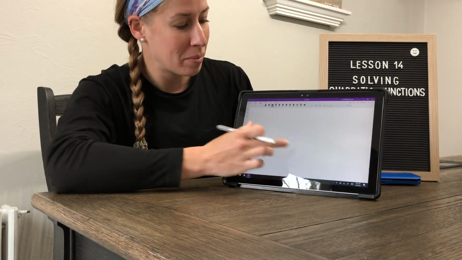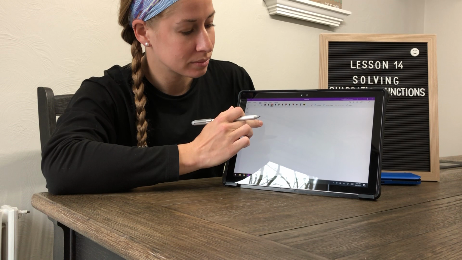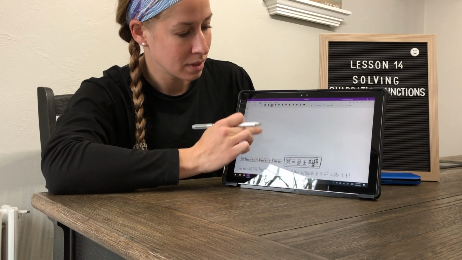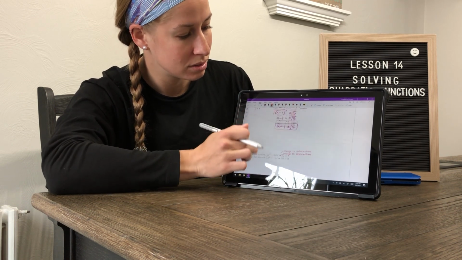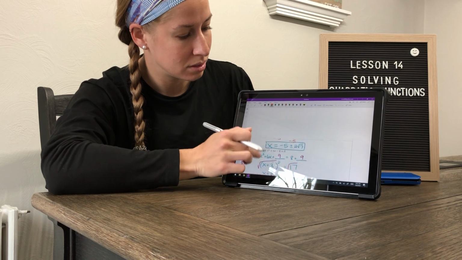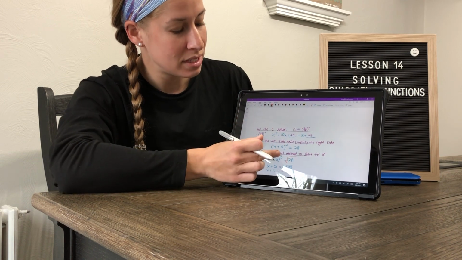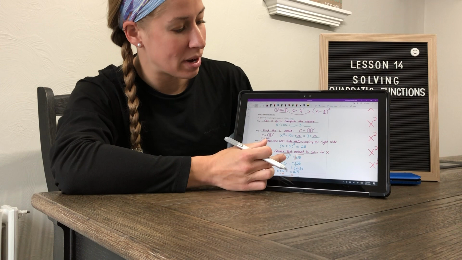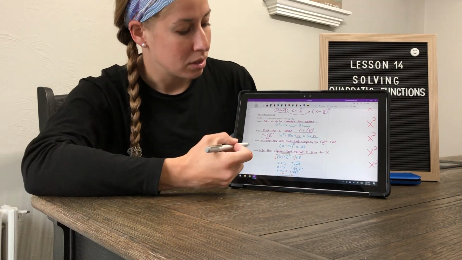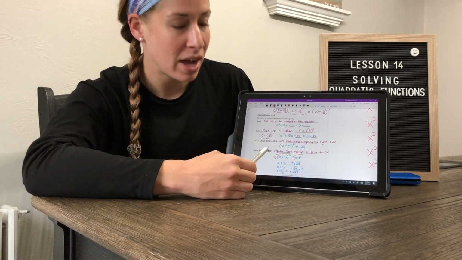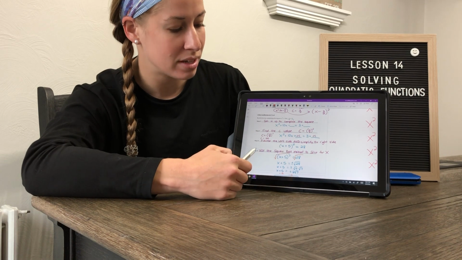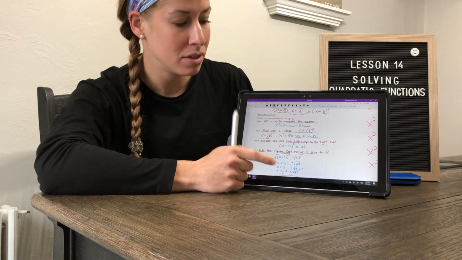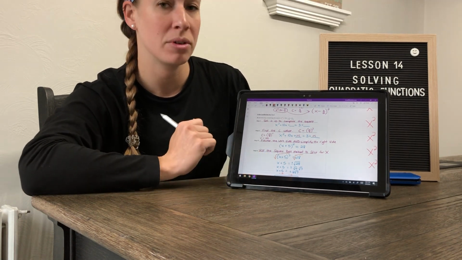So we're going back to those 4 steps right there to complete the square. Set it up to complete the square. Find the value of c. Factor the left side, simplify the right side, and then use the square root method to solve for x. So those are the steps that we're using today.